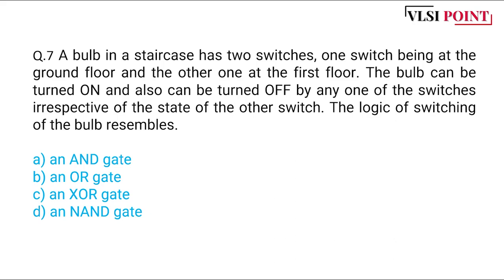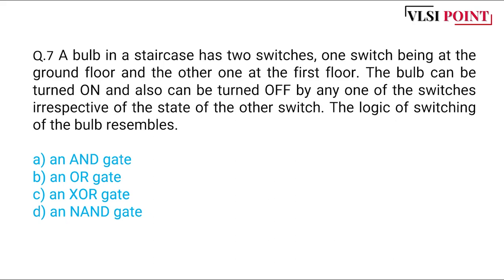Options are AND gate, OR gate, XOR gate and NAND gate. Before proceeding for the solution, you just see what they are telling. So basically we have one bulb and two switches. They are kept in different floors. So basically we have to turn on the bulb, right?